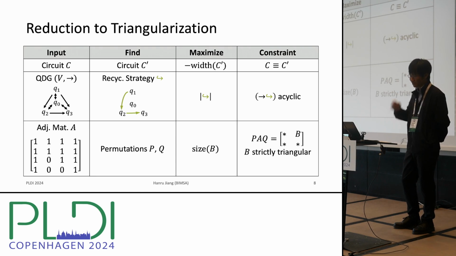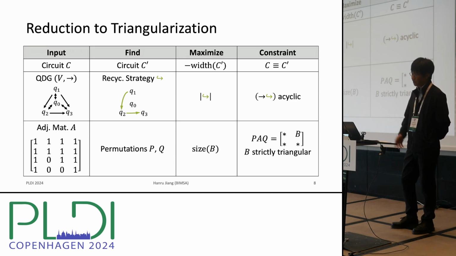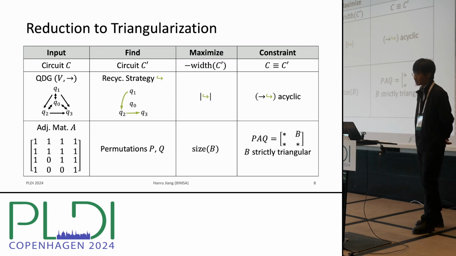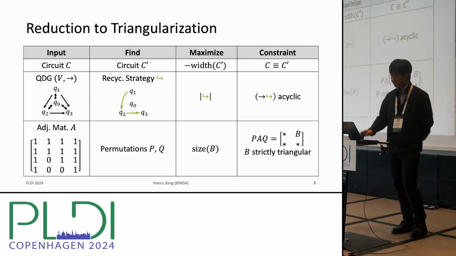This is, well, a little bit complicated, but not surprising, because it is well known that if a digraph is acyclic, its adjacency matrix can be turned into a triangular one by permuting its vertices. But what is less obvious is how to read out our recycling strategies from the permutations P and Q.